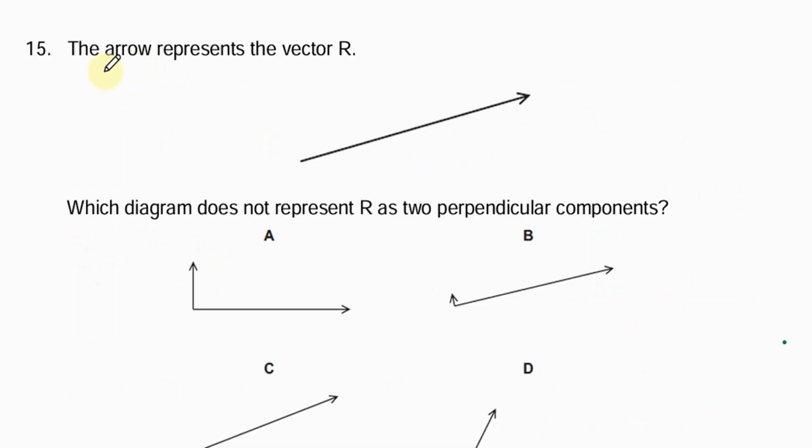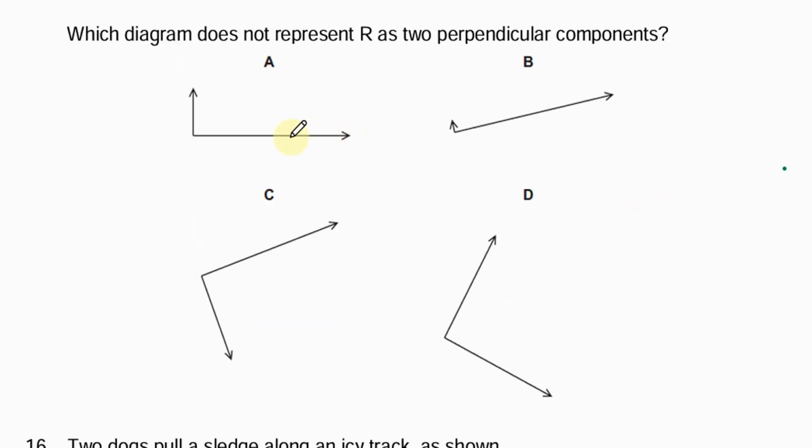It says the arrow represents the vector R. So this is the vector R. Which diagram does not represent R as two perpendicular components? We're given 4 sets of perpendicular components. And we need to decide which set does not represent the components of vector R. Now, we can use the fact that a vector will always be the resultant of 2 of its components.